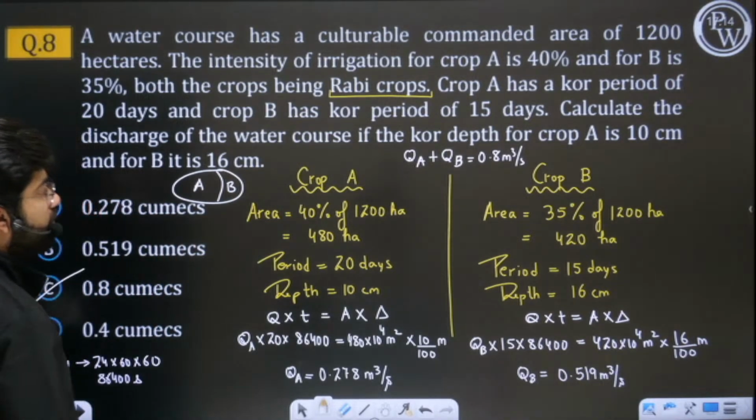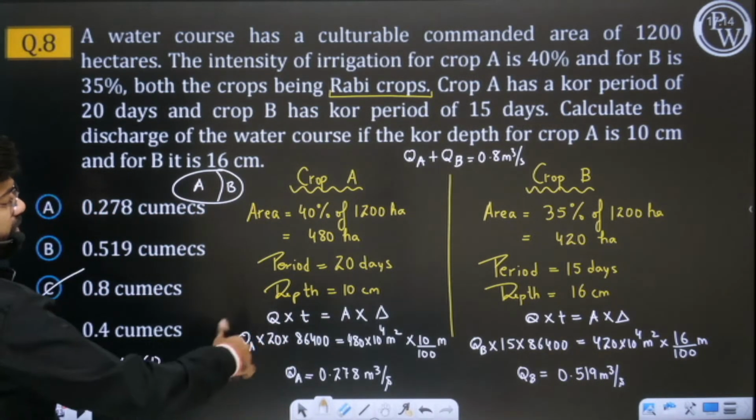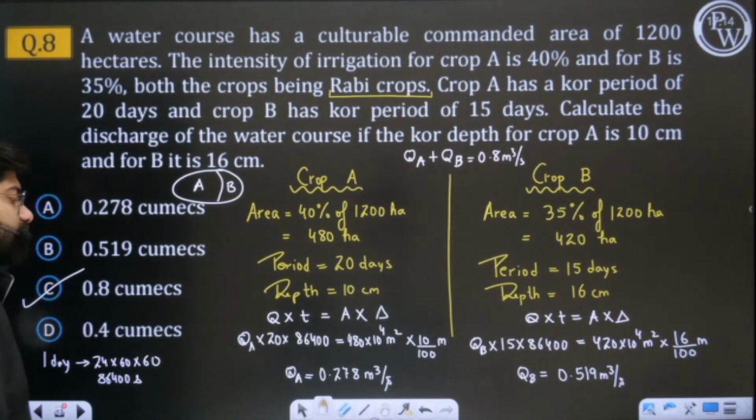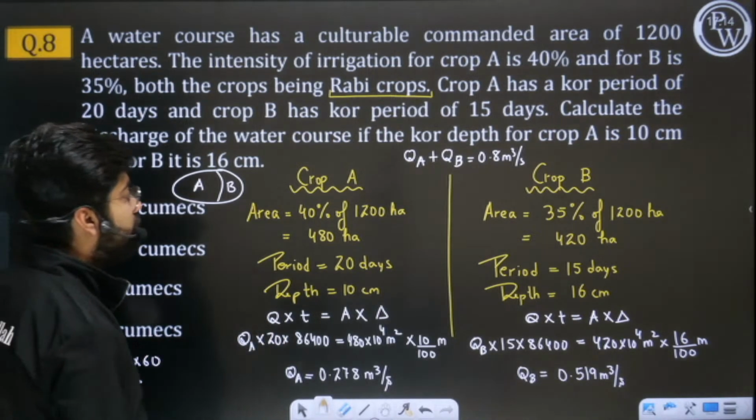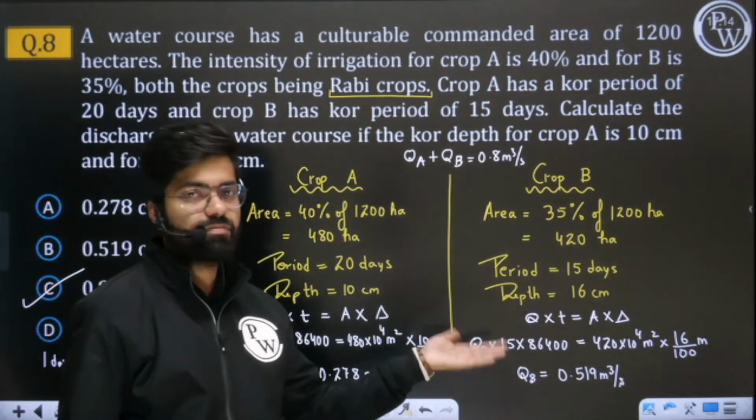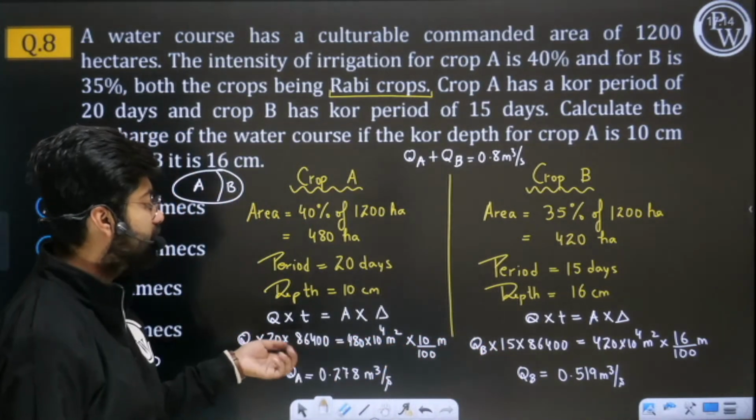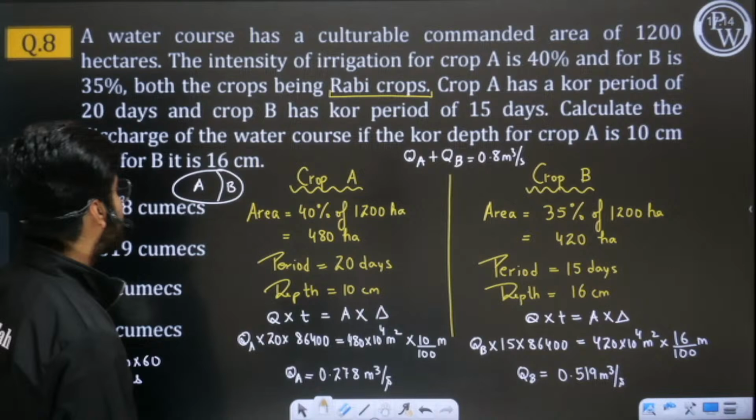If they were in different seasons, then obviously we'll take the maximum, because we have to supply water for the maximum one. Obviously the smaller one will be automatically taken care of. If they are in different seasons.